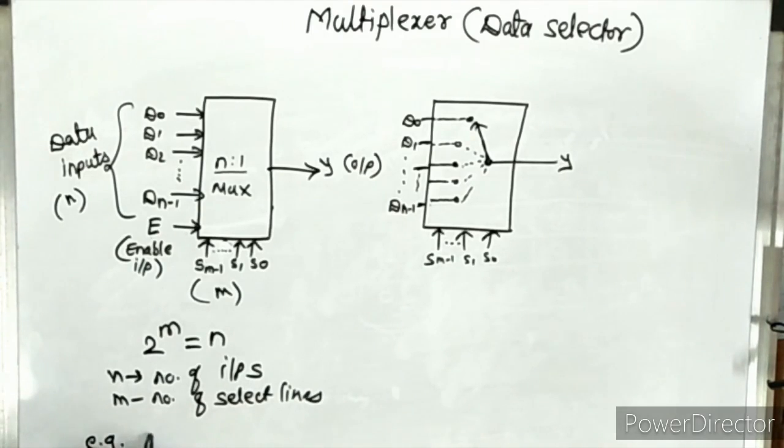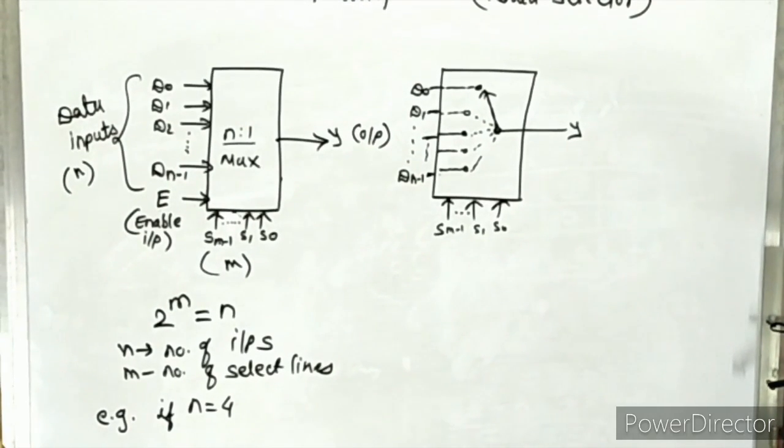For example, if n equals 4, suppose there are 4 inputs to this multiplexer. How many select lines are required to select these 4 inputs? We have the equation 2 raised to m equals n. So here 2 raised to m equals 4, and we have to decide the value of m. 2 raised to 2 is 4, so the number of select lines is equal to 2. In this way we can find the required number of select lines to select a particular number of inputs.